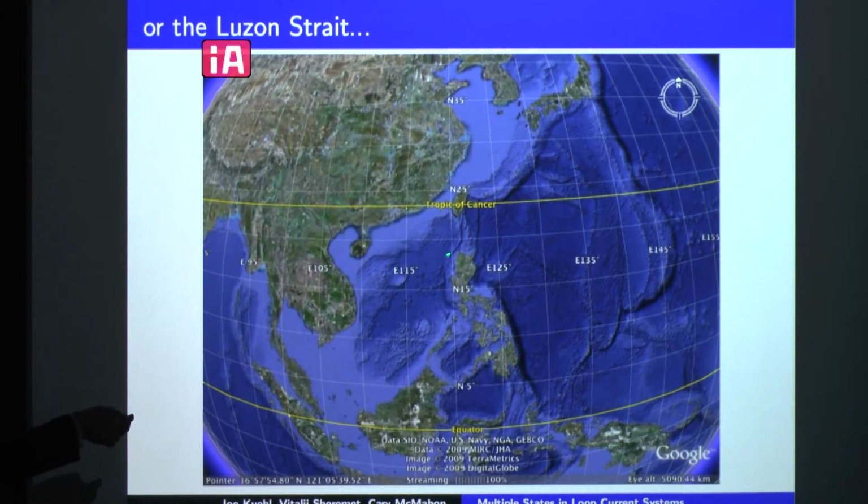That western boundary current interacts with the Luzon Strait, which is a gap in the boundary, and it forms a loop current or doesn't form a loop current. So we're going to talk a lot about the Gulf of Mexico, but really this is a generic oceanographic problem where we have inertia competing with something.